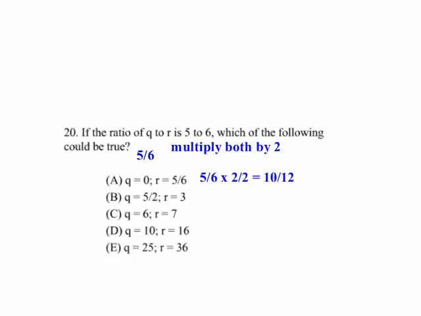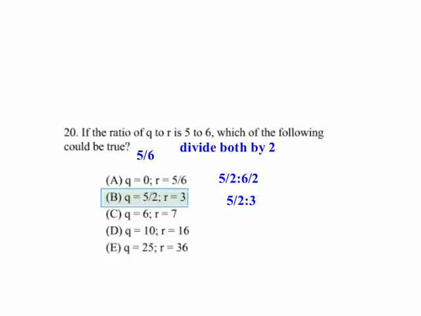Well, that gives us 10 over 12. Well, that's not an option down there in the answer choices. Let's do the flip side. Let's divide each of them by 2. And since this is question number 20, it's going to be a little bit more difficult, so dividing by 2 might give us the answer. Well, if we divide them by 2, we get 5 over 2 to 3. That's what we've got at B.